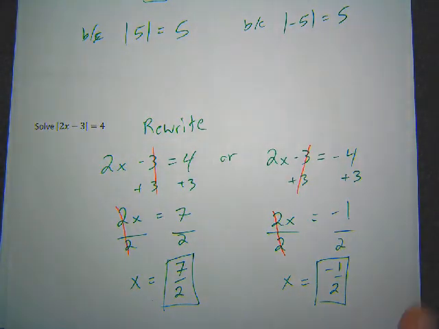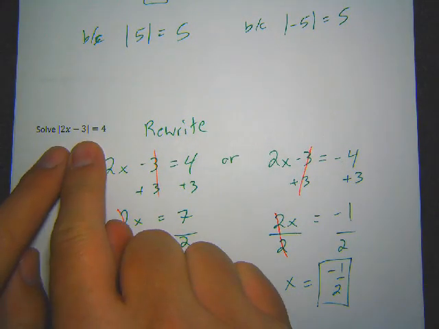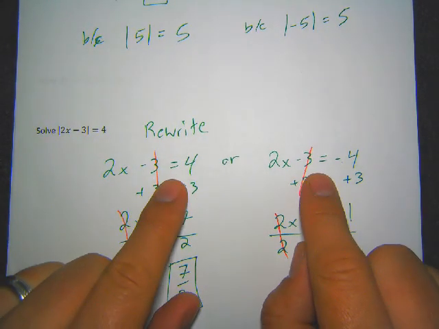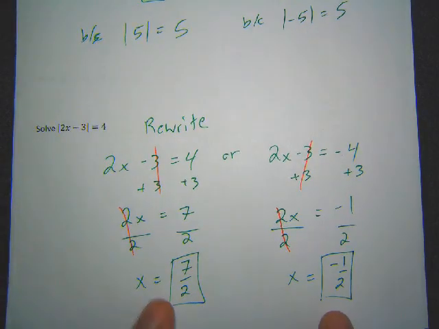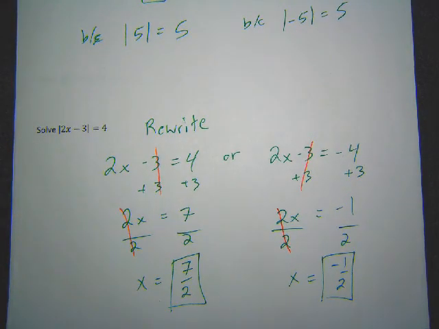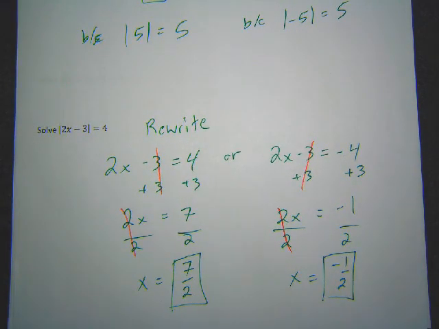So that's the idea. We're going to take every absolute value equation that we're given, rewrite it as 2 separate equations, solve both of those equations, and get our 2 different answers. So just like when you solve quadratics, you got 2 answers. When you solve absolute values, expect to get 2 answers.